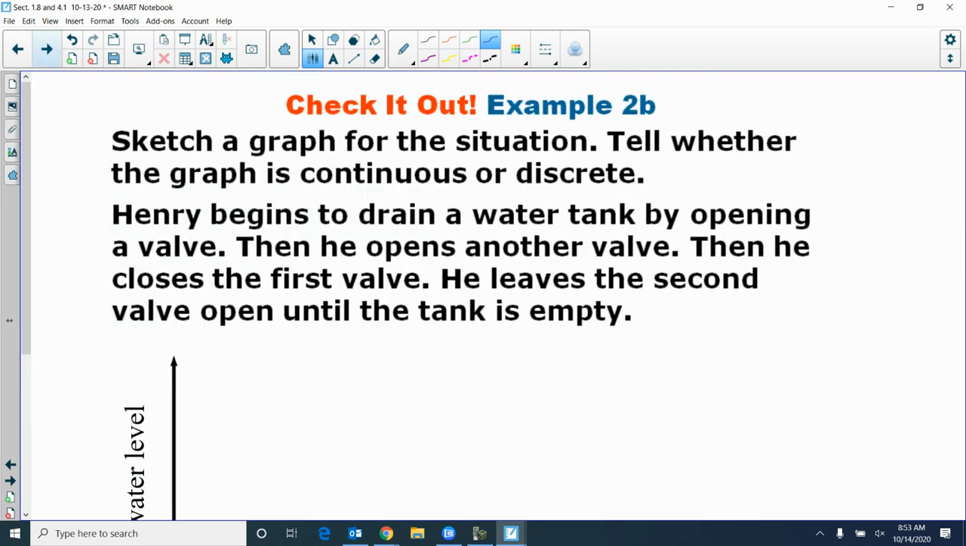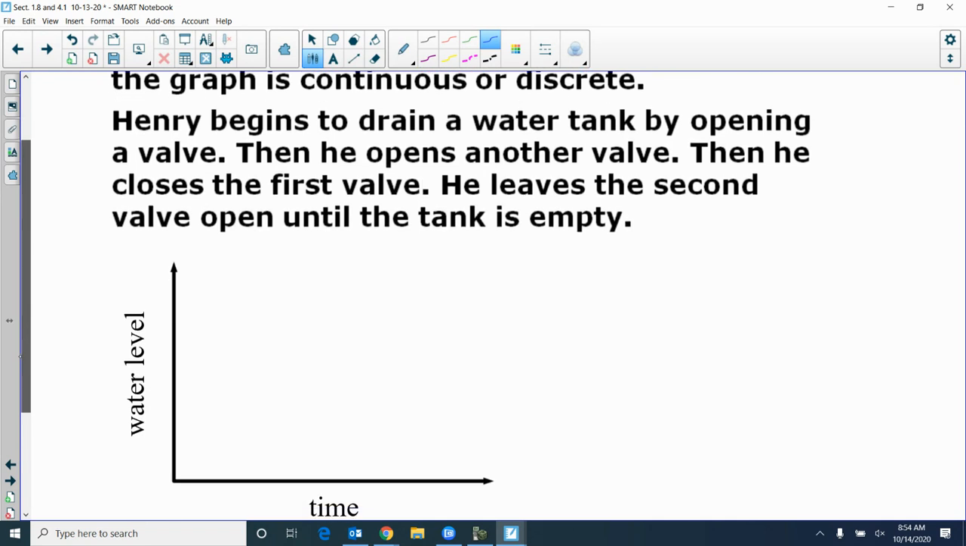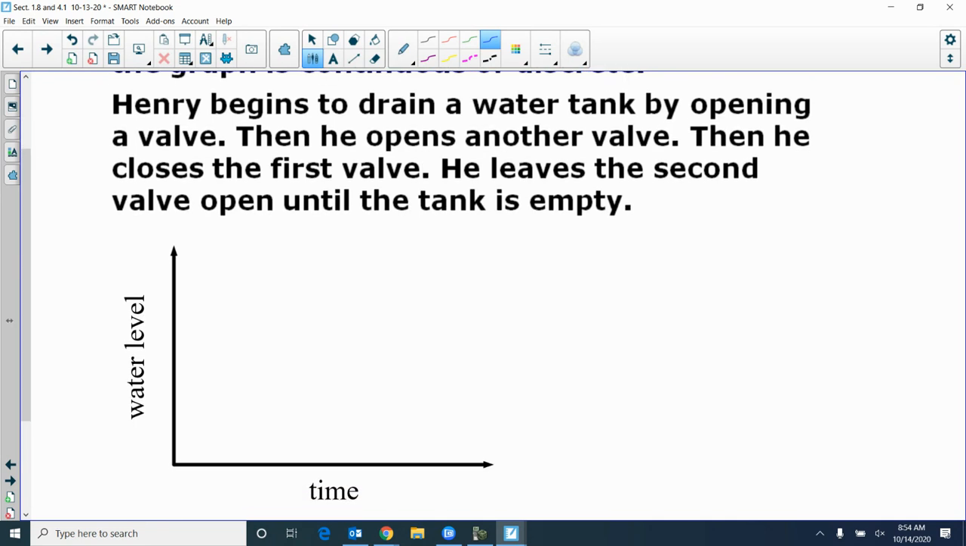You're also going to have to draw a graph given a situation. So let's do this together. Henry begins to drain a water tank by opening a valve. He then opens another valve. What's that going to cause it to do? Drain faster. Then he closes the first valve, so it's going to drain a little slower. He leaves the second valve open until the tank is empty. So what's that going to look like?